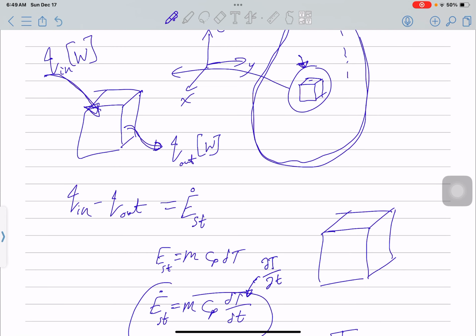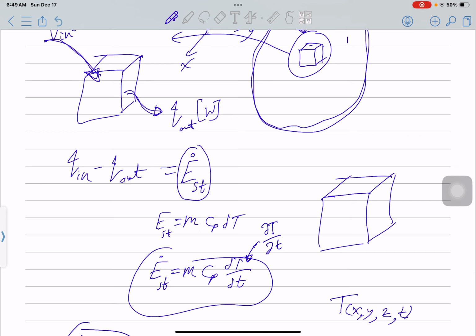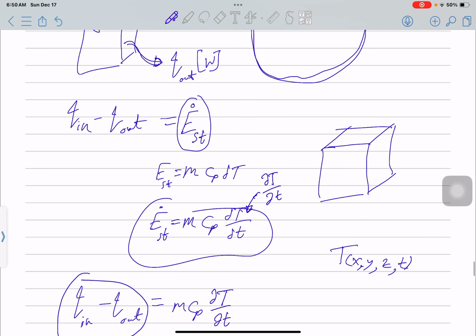So we have q in minus q out equals the difference between the energy that entered and the energy that leaves, which is the energy stored, but it is an energy rate, so it is the energy storage rate. If we have energy stored m c_p delta T, then we have E dot storage equal to m c_p dT by dt. But the temperature of the object depends on x, y and z, which is the position of the object in 3D space, and it is also a function of time.